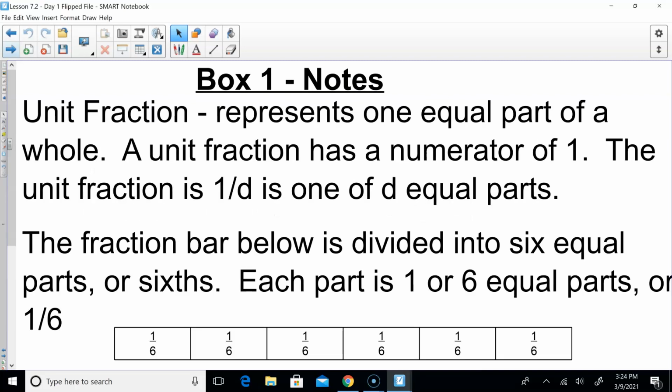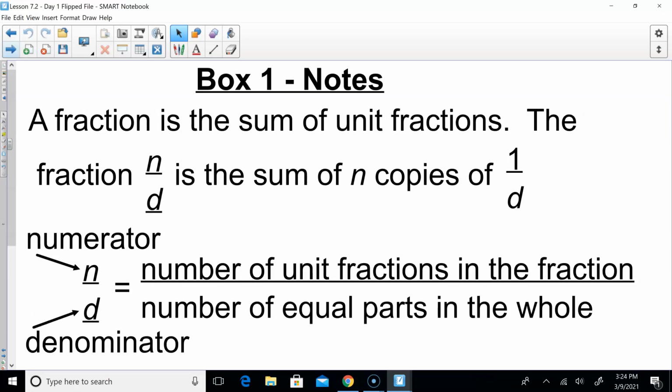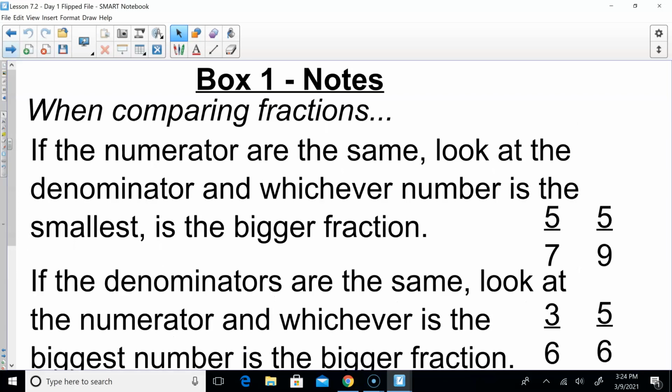As a nice review with your notes, in box 1, talk about unit fractions again and what that means. Also, do the same thing with the fraction, the numerator and the denominator, and the parts that make up a fraction. We also went over comparing. Remember, if the numerators were the same, we looked at the bottom number, and the smaller the denominator, the bigger the fraction. And when the denominator is the same, look for whichever one has the bigger numerator. So, a nice review from our previous lesson.